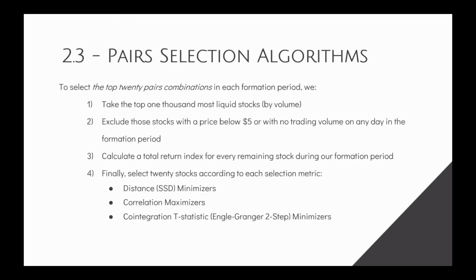We first perform exclusions on the 1,000 most liquid stocks traded on all US exchanges at any given time. We then select the top 20 stock pairings according to each selection metric associated with a given method: the sum of squared differences between normalized price series in the case of the distance method, the correlation between normalized price series in the case of the correlation method, and in the case of the co-integration method, we calculate the t-statistic associated with the Engle-Granger two-step co-integration test.